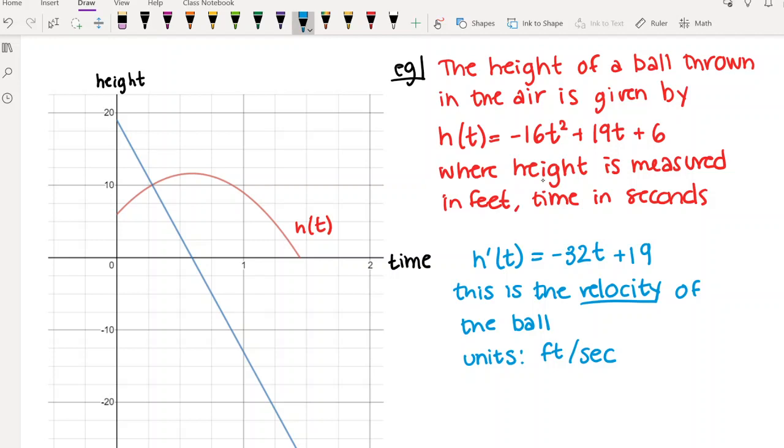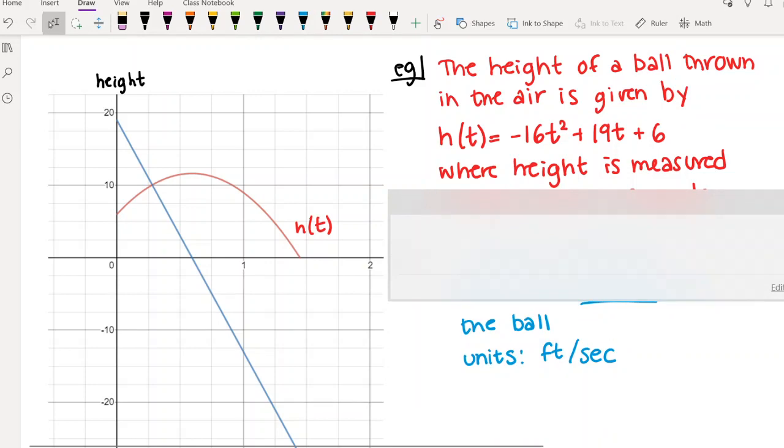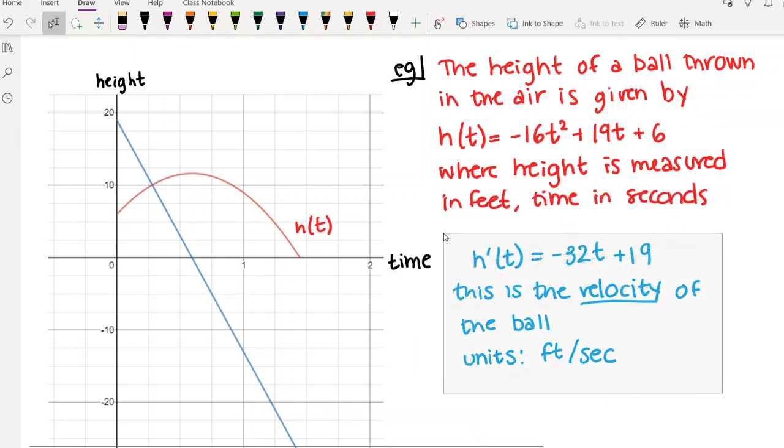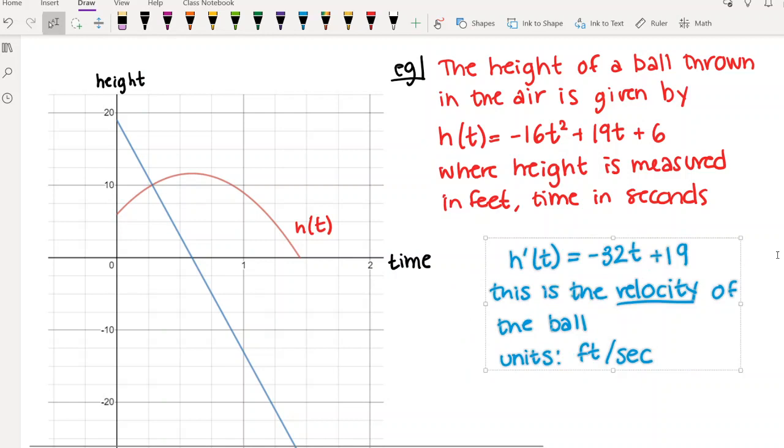So we can also call this, and I didn't leave myself space, so let me move this a teensy bit. Instead of calling this h prime of t, we could also call it v of t for velocity.